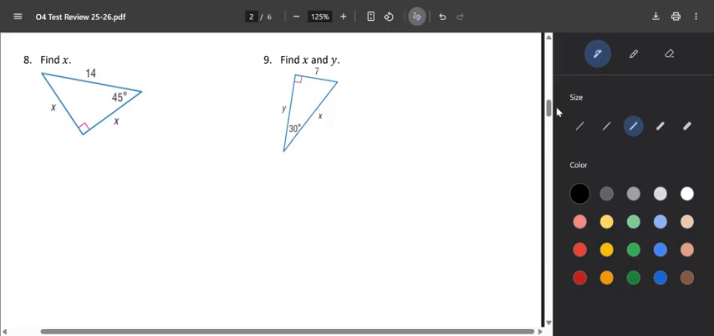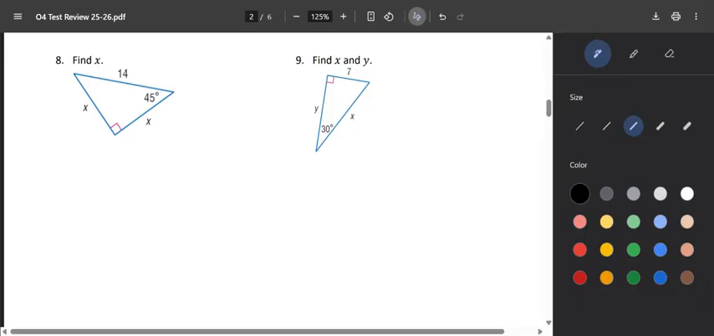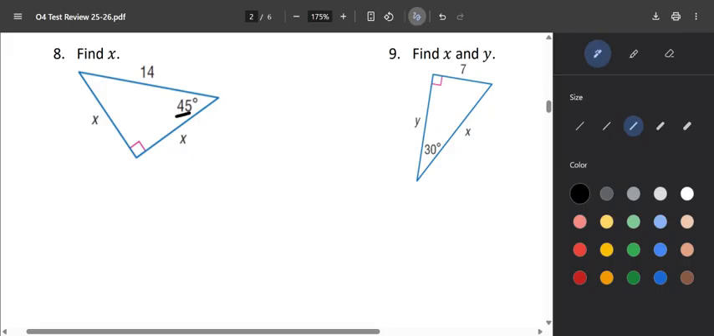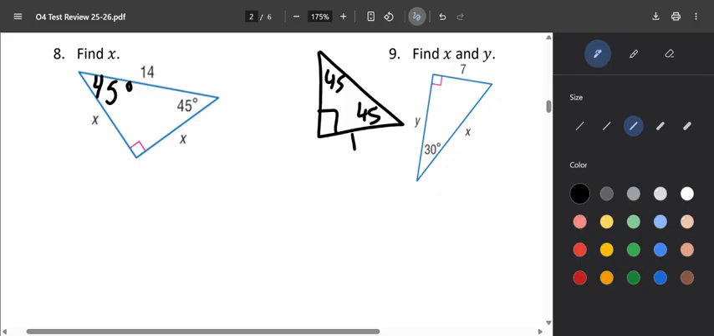Alrighty. Number 8. We are now dealing with a 45, 45, 90 triangle. I know this because I see that one of these angles here is 45. There's a right angle. So that means this other angle also has to be 45 degrees. So I'm looking at that 45, 45 degree parent triangle, which is like 1, 1, square root 2.